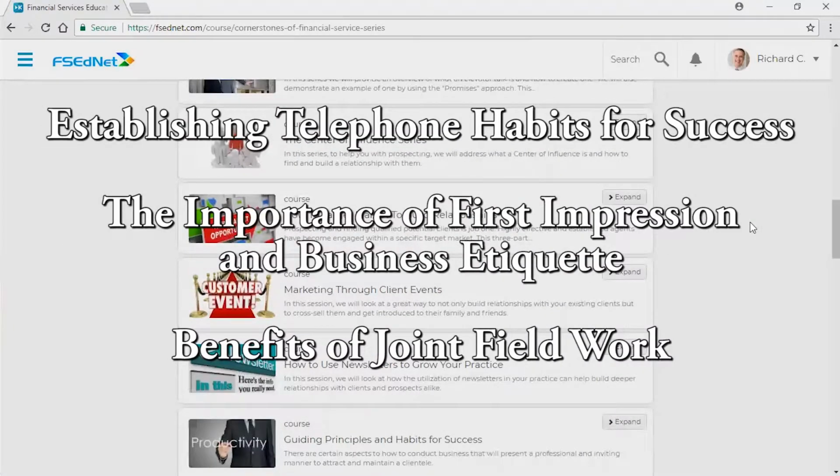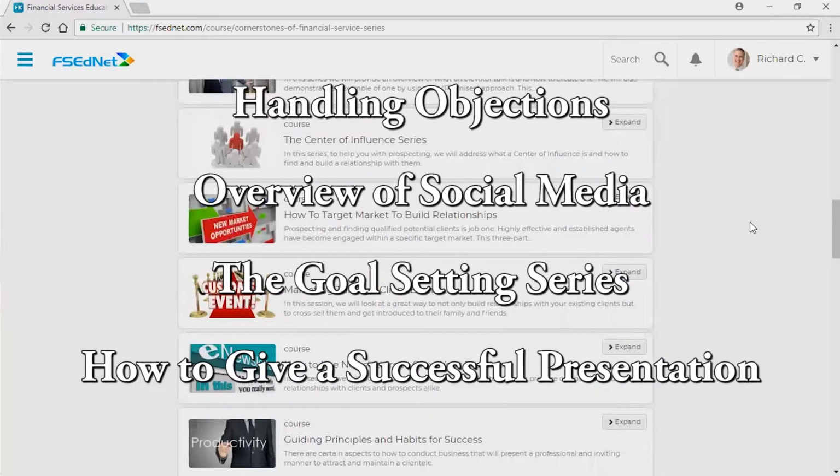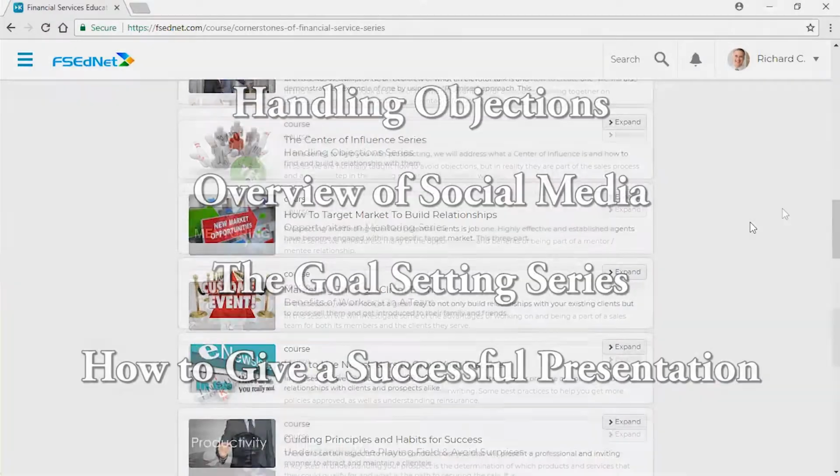We also have courses and series on how to get the most out of your telephone, the importance of first impressions and business etiquette, why, from an agent's point of view, joint work is so important. We will also focus on how to handle objections, a social media series, the importance of goal setting series, how to give an effective presentation or talk series.